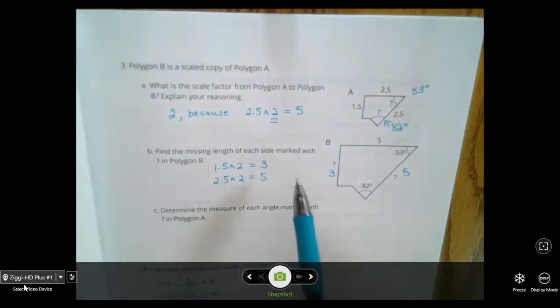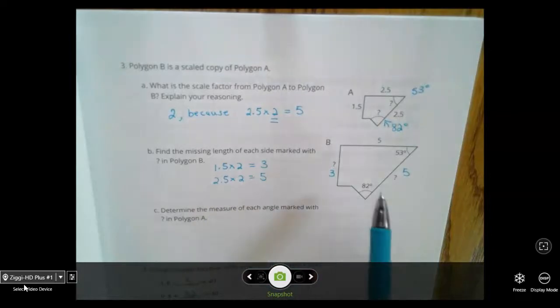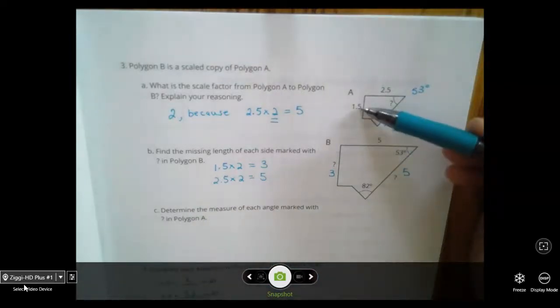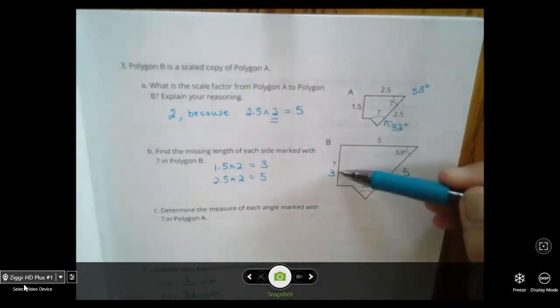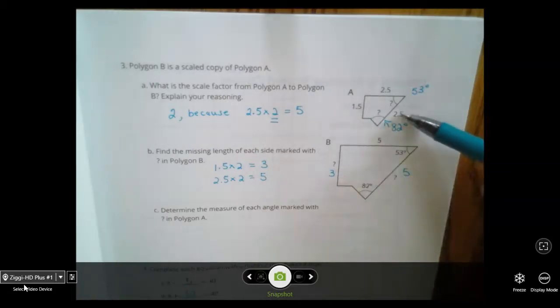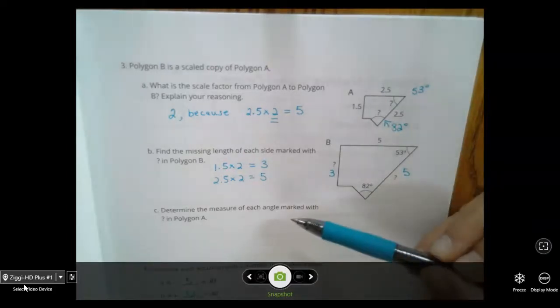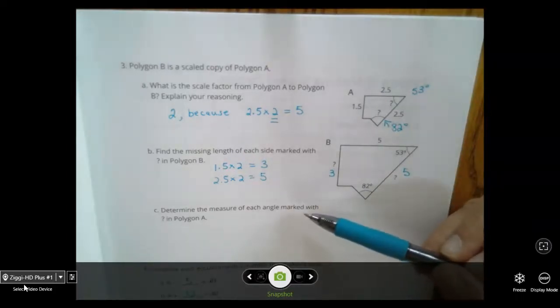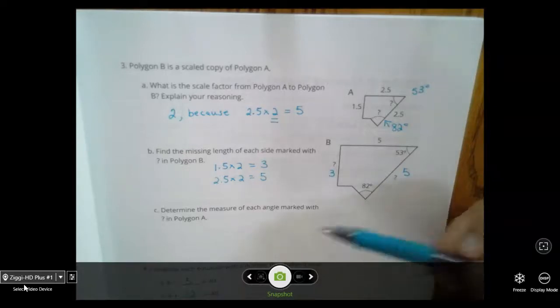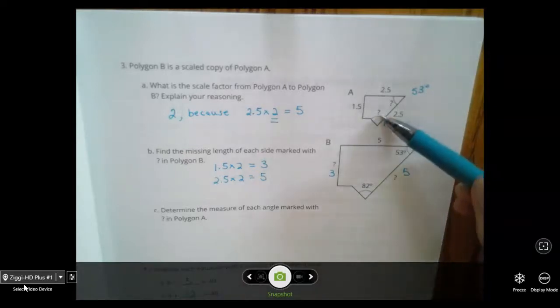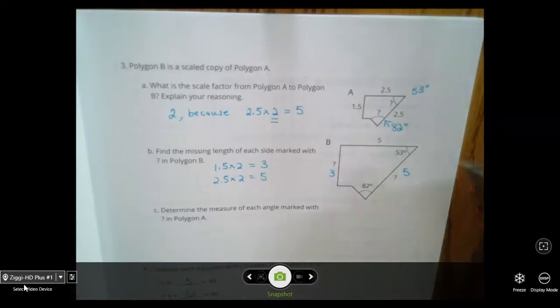Then find the missing length of each side. So again, I'm going to take 1.5 times 2 to get 3. I'm going to take 2.5 times 2 to get 5. Those are my missing sides, 3 and 5. And then determine the measures of the angles. Well, remember, in a scaled copy, the angles are going to be the same. So if this is 82, this is 82 degrees. If this was 53, this will be 53 degrees. Okay, they're the same in a scaled copy.